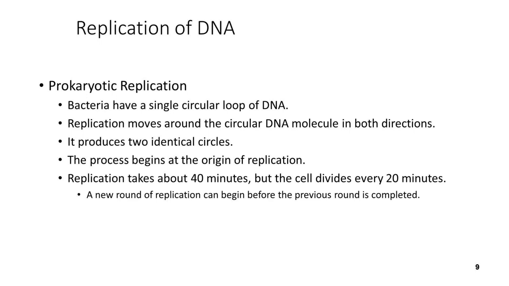In prokaryotic replication, we see a little bit different of a series because we know the prokaryote cells are not as intricate as a eukaryotic cell, right? So here we just have bacteria that have a single circular loop of DNA, and the replication moves around the circular DNA molecule in both directions, and therefore produces two identical circles. This process begins at the origin of replication.